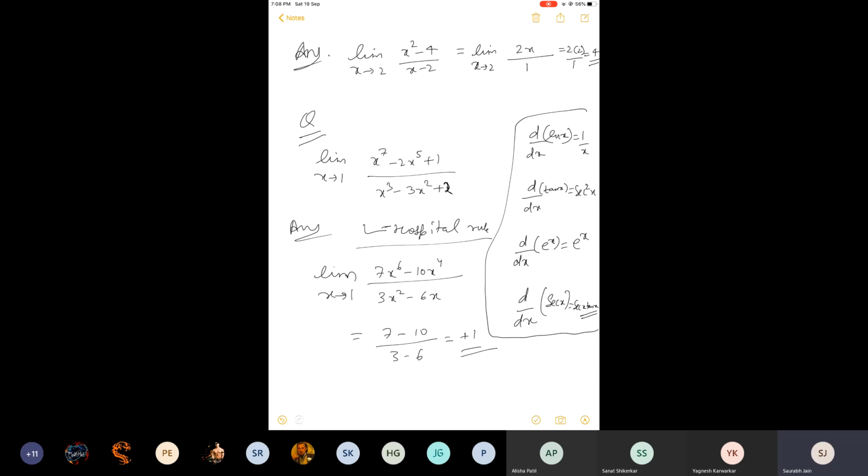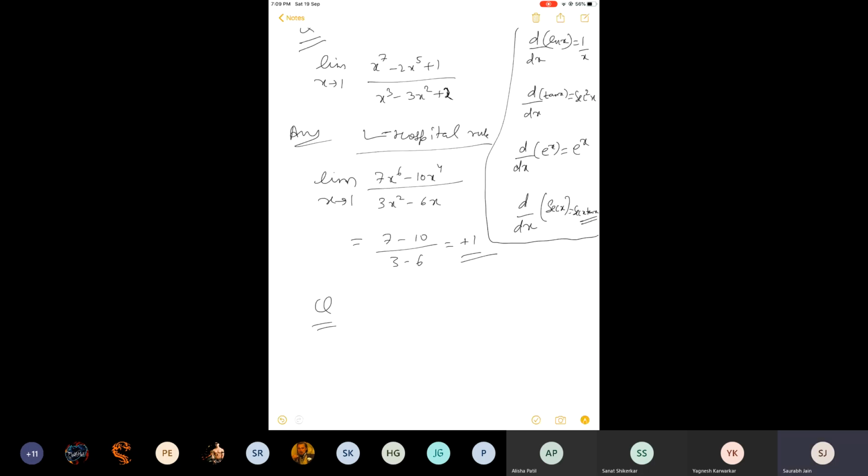Okay. And if someone is doing it with factorization, you can just give it a try whenever you are free, and try to solve it with factorization. You will come to know how much time it will take. So obviously it is a very fast method, L'Hospital's rule, right? Applicable to questions involving 0 by 0 or infinity by infinity.